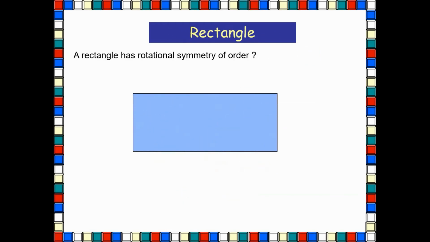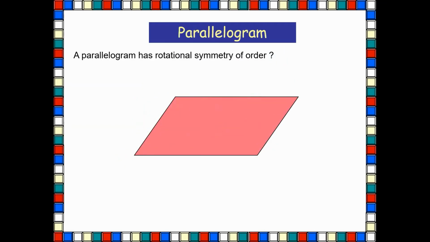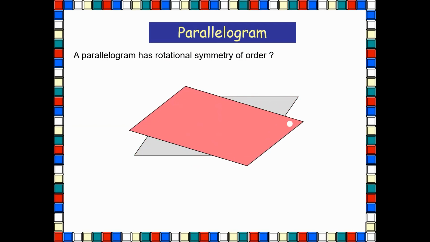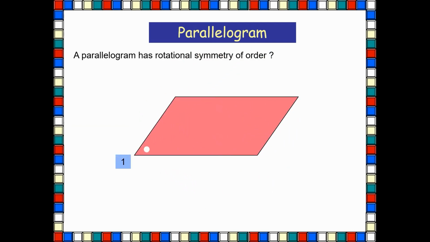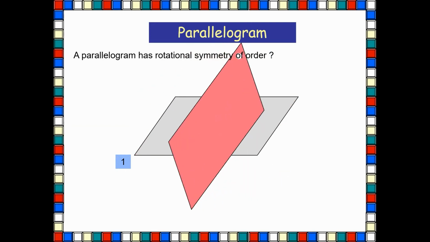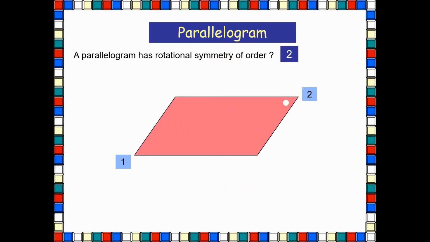A rectangle. A rectangle is another quadrilateral, but this time with only order 2. So it has rotational symmetry, but of order 2. This is a parallelogram, another quadrilateral, and you can see that it has order 2 of rotational symmetry, since when we turn it, it fits onto itself twice.